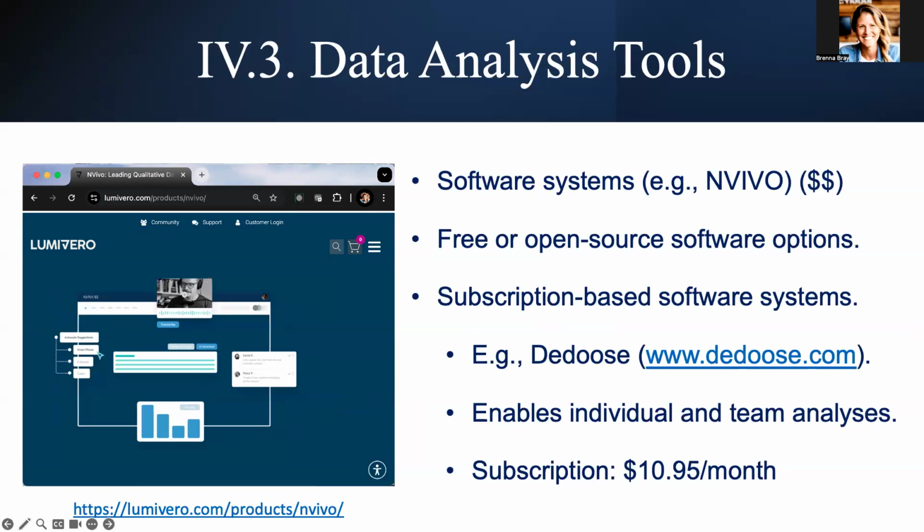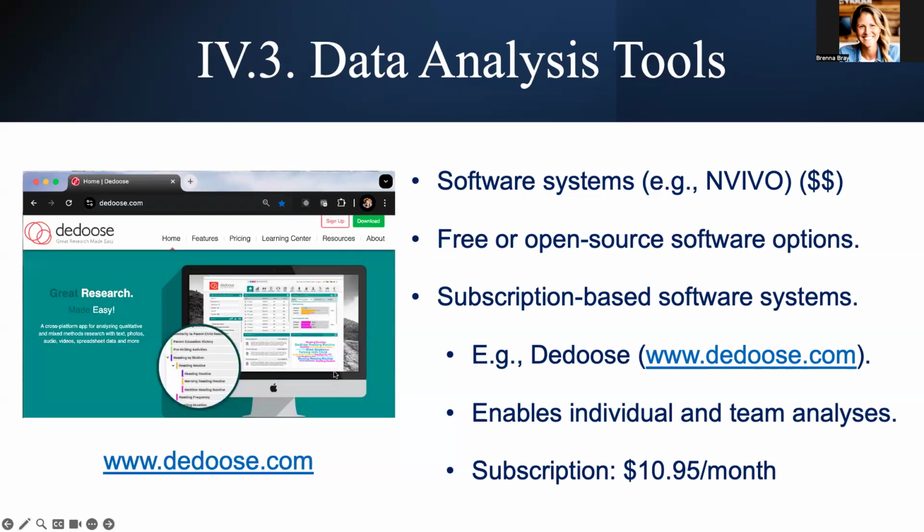And I thought there was actually one more piece here, but that's okay. In Vivo, though, is quite expensive. There are other free or open source software options. And then there are also subscription-based software options. One example of subscription-based software would be Deduce, which you can access at deduce.com. Deduce is a cross-platform app for analyzing qualitative and mixed methods research with text, photos, audio, videos, spreadsheets, data, and more. And you can see just a little screenshot of what it looks like.